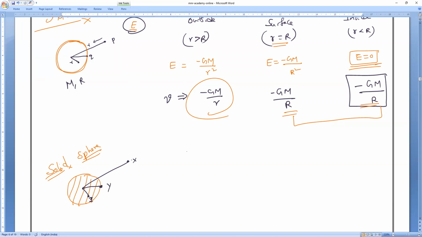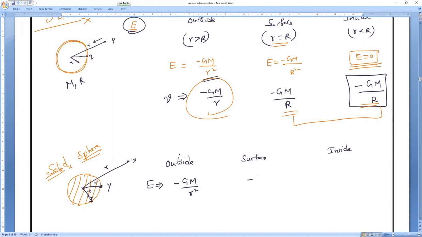So we all know that. From the center, let me take this distance as R, this also R, this also R. Then can you tell me what is the E outside, on the surface, and inside? First, outside, can you tell me what that is, everybody? Outside, it is minus GM divided by r square. Both are the same, correct, guys? Here and here. Yes or no?